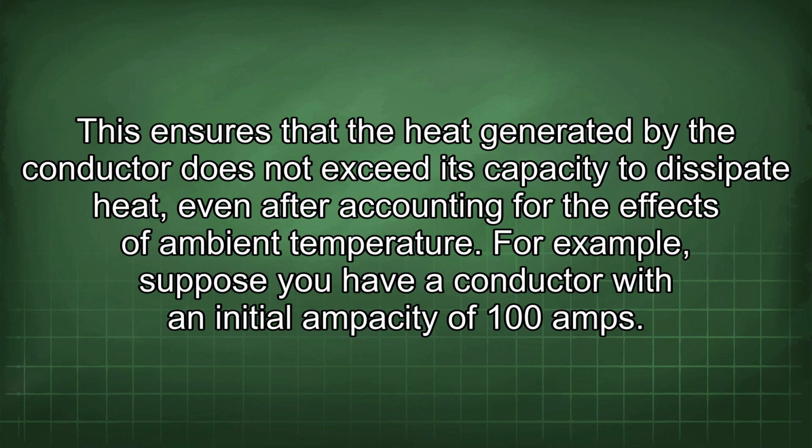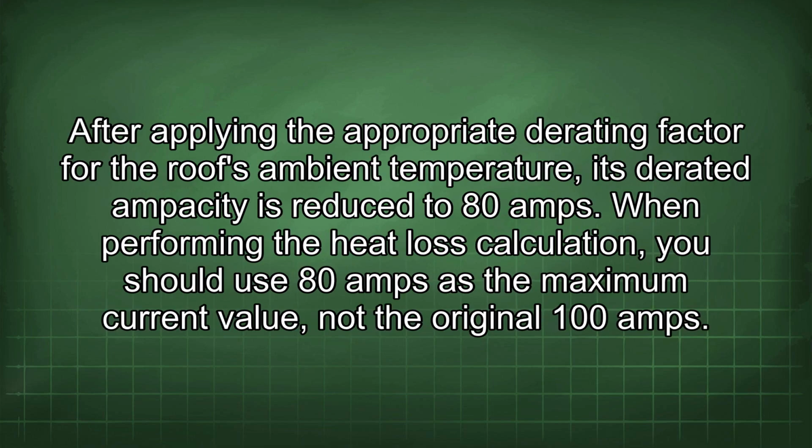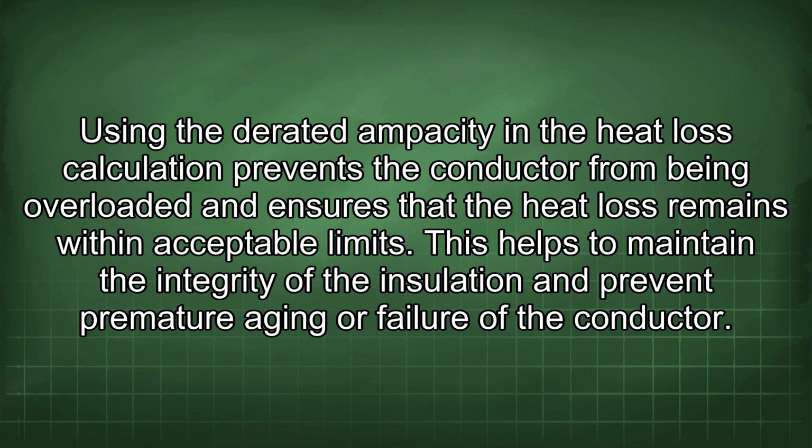For example, suppose you have a conductor with an initial ampacity of 100 amps. After applying the appropriate derating factor for the roof's ambient temperature, its derated ampacity is reduced to 80 amps. When performing the heat loss calculation, you should use 80 amps as the maximum current value, not the original 100 amps. Using the derated ampacity in the heat loss calculation prevents the conductor from being overloaded and ensures that the heat loss remains within acceptable limits. This helps to maintain the integrity of the insulation and prevent premature aging or failure of the conductor.